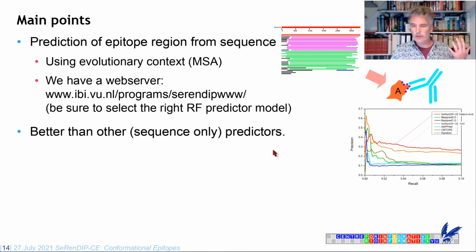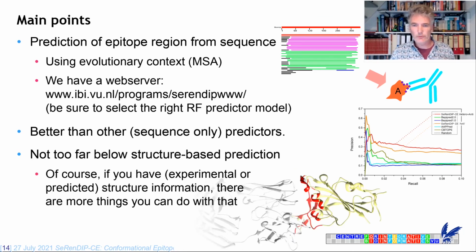Our method is better than the methods that we've tested that are based on sequence, at least on the data set that we have tested them on. And it's not too far below structure-based methods. But of course, if you have an experimental or predicted structure for your protein of interest, then there are also a lot of other analyses that you might be able to do based on that.